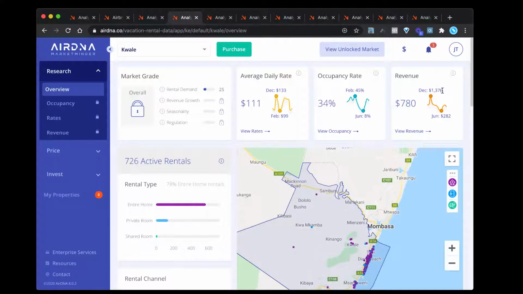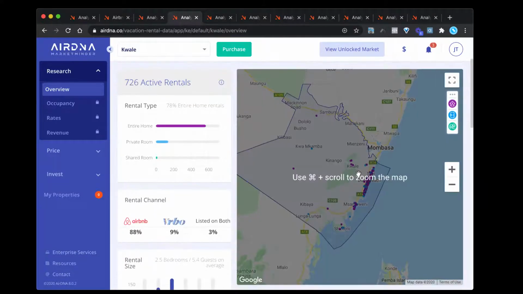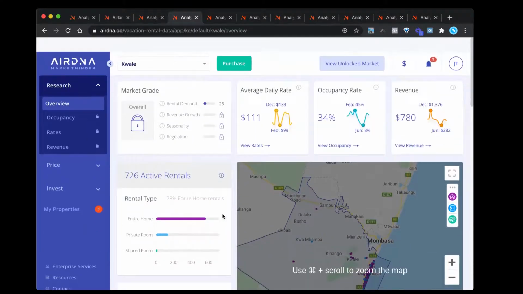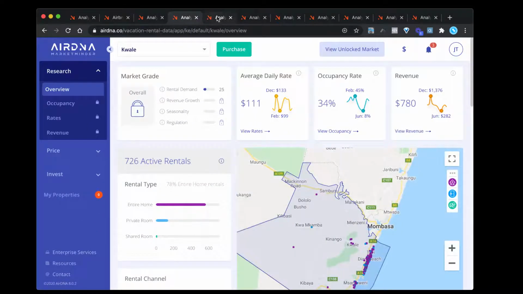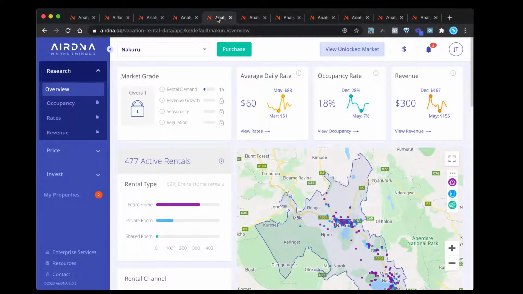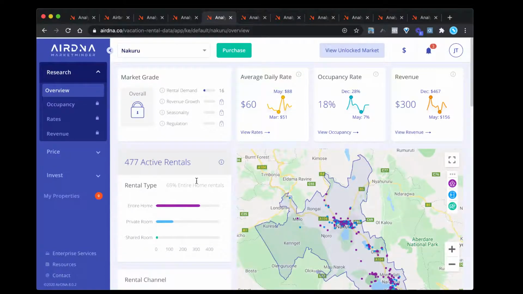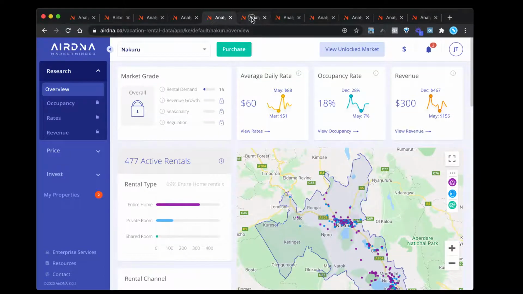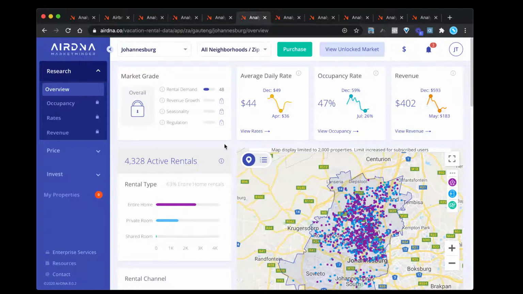So December is definitely seeing more revenues, because of the seasons and that type of thing. Okay, but just going at very interesting. We're going to delve a little bit more into this when we look at how to analyze property. That's Nakuru. Now let's jump into Johannesburg in South Africa.